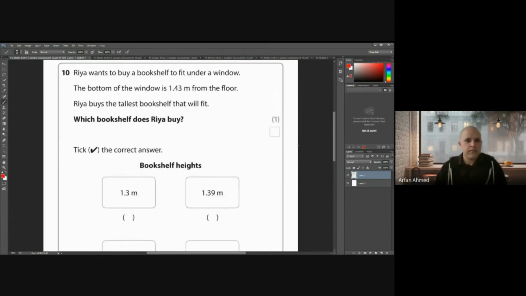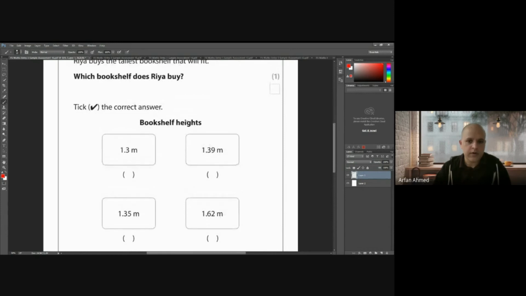Let's move on. Question 10. Rhea wants to buy a bookshelf to fit under a window. The bottom of the window is 1.43 meters from the floor. Rhea buys the tallest bookshelf that will fit. Which bookshelf does Rhea buy?